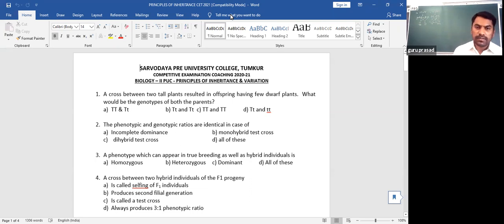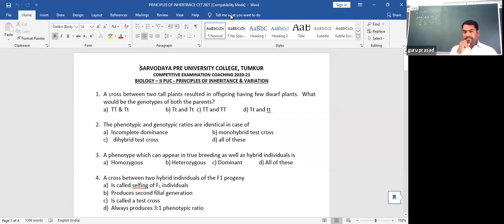Question number 3. A phenotype which can appear in true breeding as well as hybrid individuals is. A phenotype which can appear in true breeding, I have told you, pure line or true breeding, both are the same, in the sense they are in homozygous condition, as well as in hybrid individuals. Even in the hybrid individuals, you get that phenotype. They are asking which is that phenotype. So let us discuss.